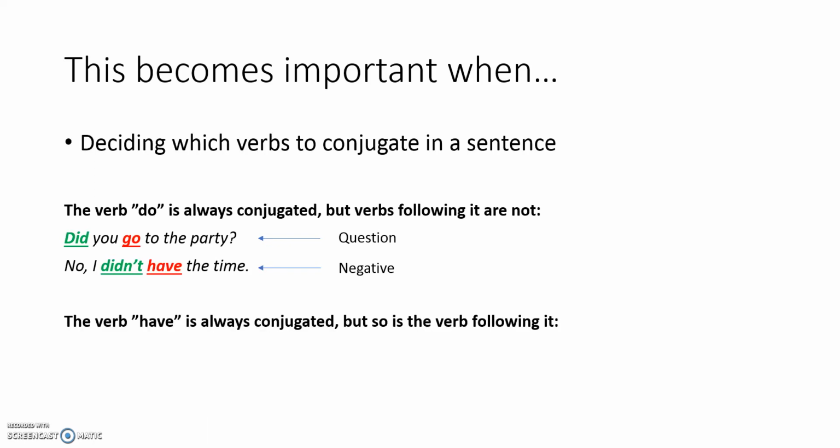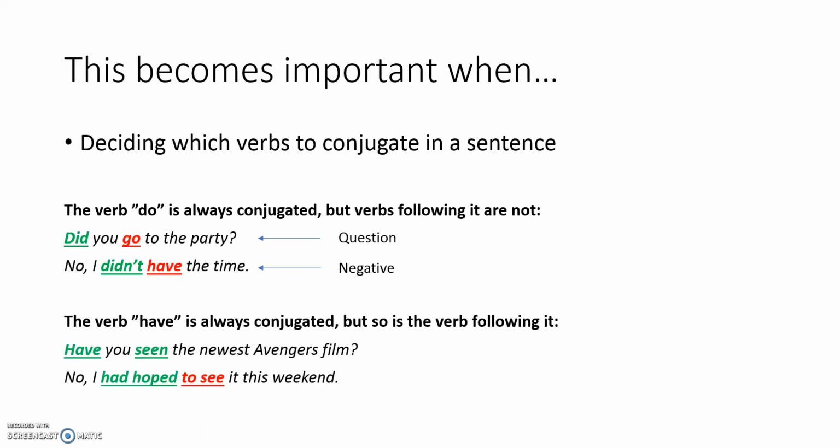The verb have is always conjugated, but so is the verb following it. You might remember this from back when we learned about irregular verbs. Have you seen the newest Avengers film? Here we have the auxiliary verb, and seen, which is the past participle form of see. In the second line we had hoped, which in this case becomes past participle form of hope. And following it, since we haven't got a new pronoun, we get to see.